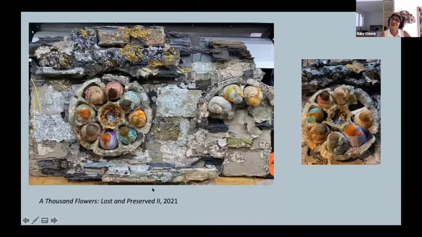Yes. And I love the fact that they're soft sculptures, but actually, if you see this on the wall, it looks like a solid piece of an architectural fragment, as you say.